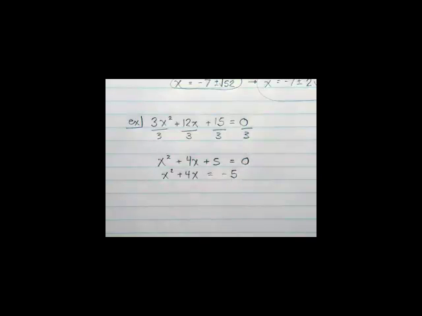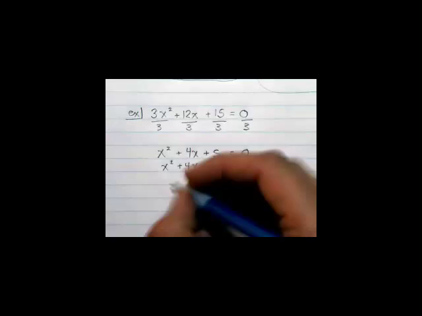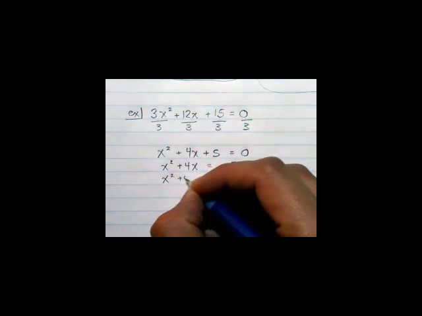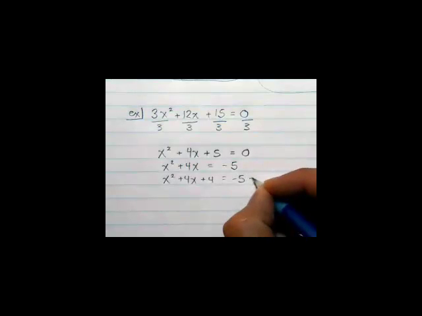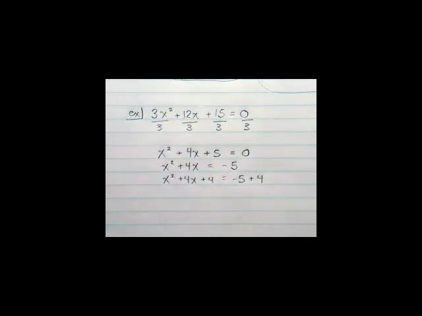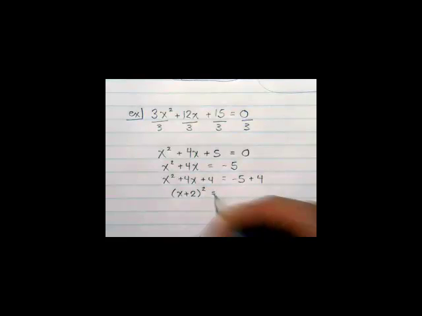So I'm going to move the 5 over. What's going to complete the square? 4. Okay. So x squared plus 4x plus 4, negative 5 plus 4. So this thing as a perfect square then is x plus 2 equals negative 1.